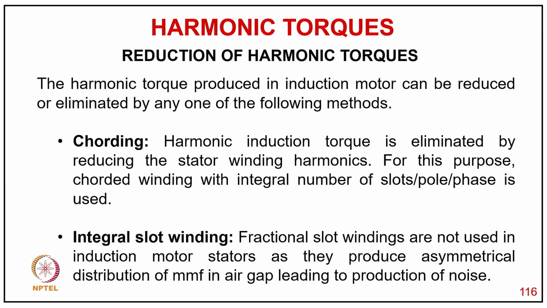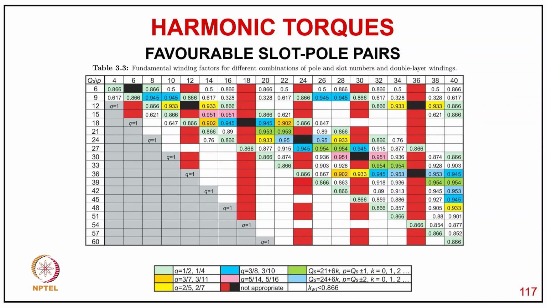Now the reduction of harmonic torque. The harmonic torque produced in the induction machine can be reduced or eliminated by any one of the following methods. The first method is chording. Harmonic induction torque is reduced by reducing the stator winding harmonics. For this purpose, a chorded winding with an integral number of slots per pole per phase is used. Fractional slot windings are not used in induction motors, because they produce an asymmetric distribution of MMF in the air gap, leading to noise.